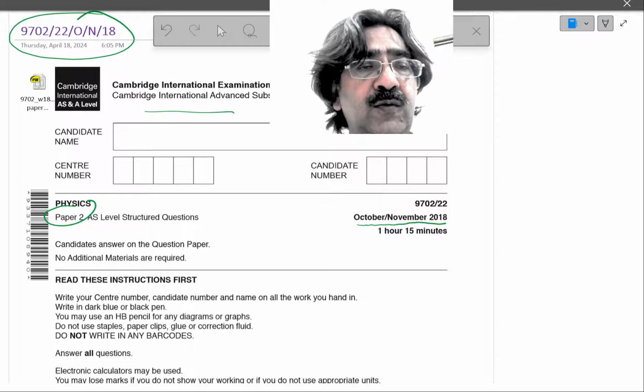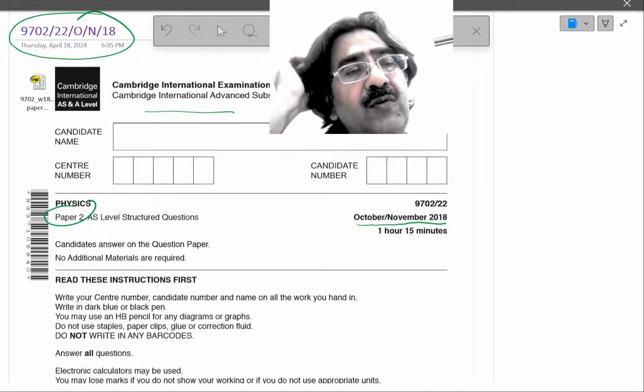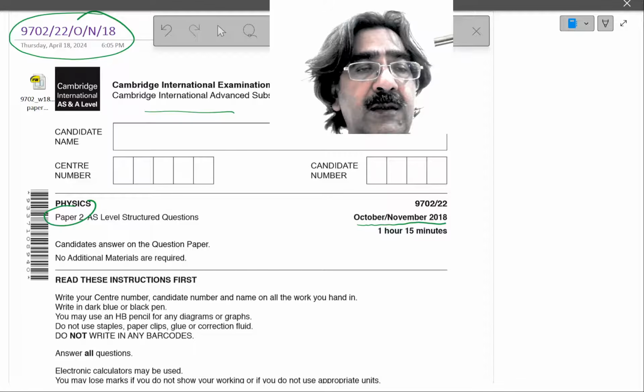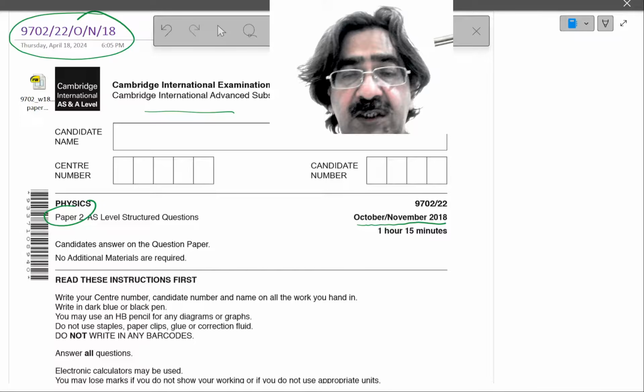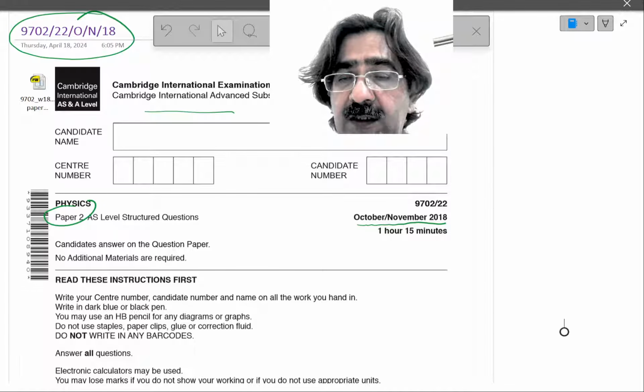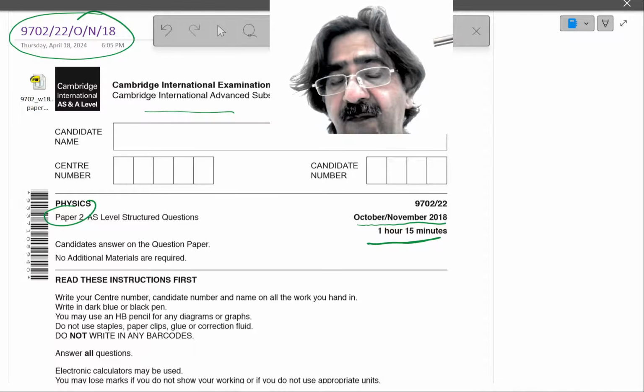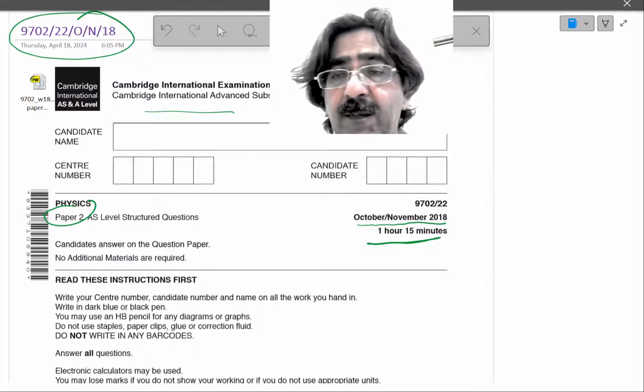Question paper one is related to multiple choice, and question paper two is related to theory. And this is October/November: O represents October, N represents November, and 18 represents 2018. The total time given to students is 1 hour 15 minutes to solve.